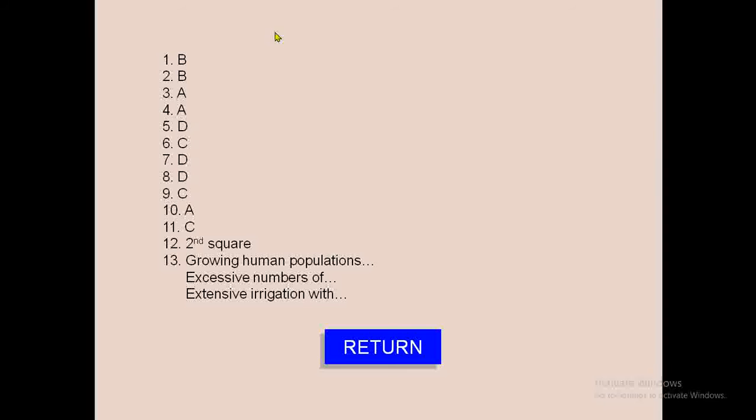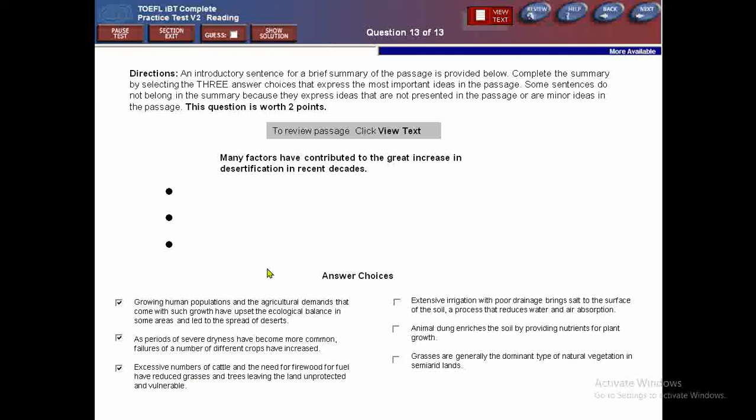Now let's check these questions. Growing human populations, excessive number of cattle, periods of dryness being more common, failure of a number of crops, excessive irrigation with poor drainage bringing salt to the surface soils. This is this question. If you practiced with our diagnostic test that we have discussed through these sessions, you have already answered all of these questions correctly.